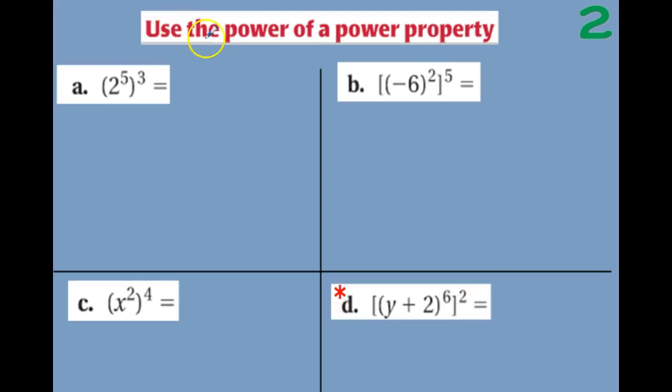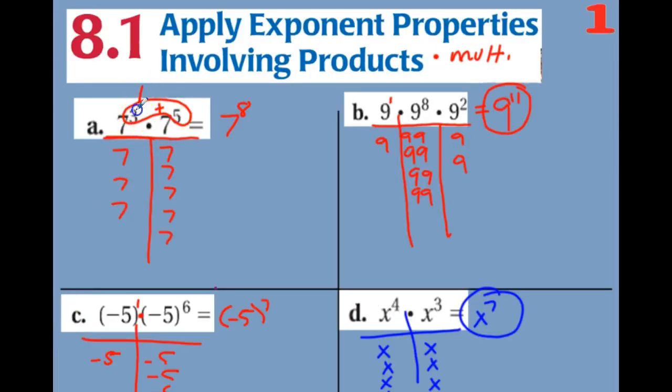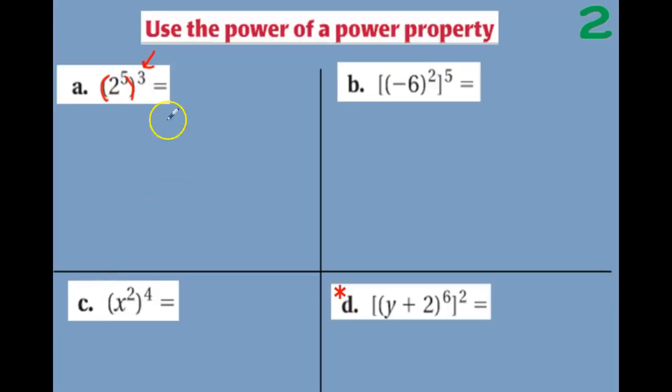Now we have what's called the power of a power, which means we have 2 to the power of 5 also to the power of 3. Well, look at your outside exponent first. Just like back here, the outside exponent told us how many times to write it. We wrote this 3 times. We wrote this x 4 times. So now we're going to write whatever's in parentheses 3 times. 2 to the 5th, 2 to the 5th, 2 to the 5th. I wrote that 3 times. So now we have to just simplify.